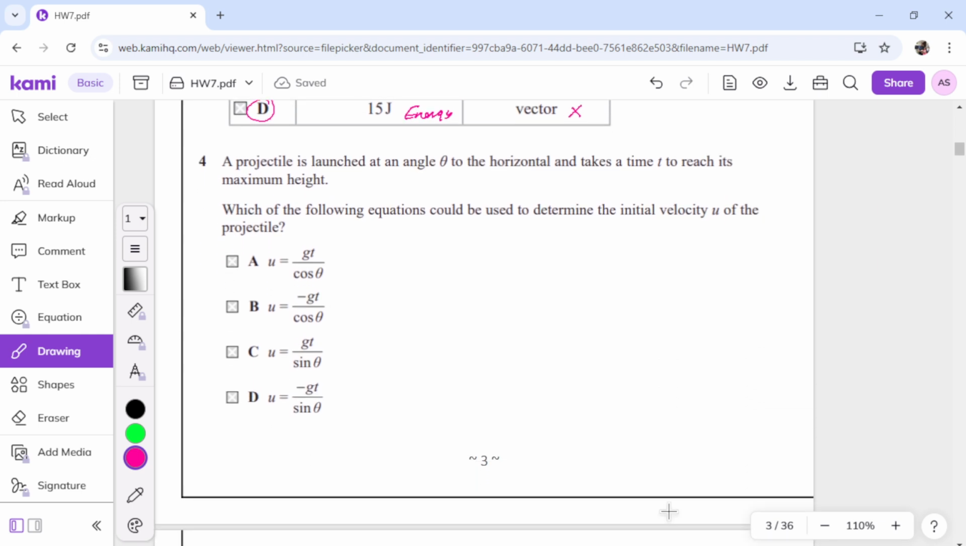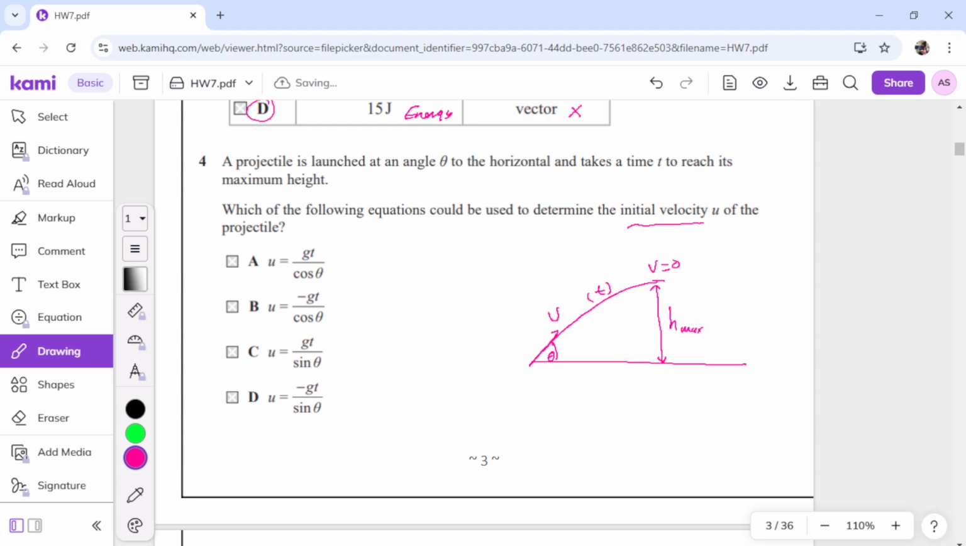A projectile is launched at an angle theta to the horizontal and takes a time t to reach its maximum height. So we start with u and theta, and it moves up until maximum height. And as you know, at maximum height, v equals 0. And it takes this time to move to the maximum height. Which of the following equations could be used to determine the initial velocity?